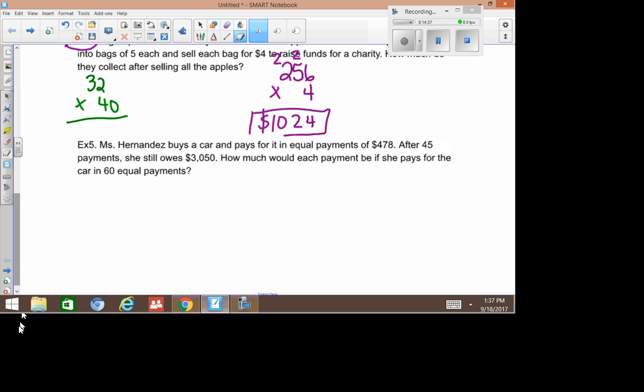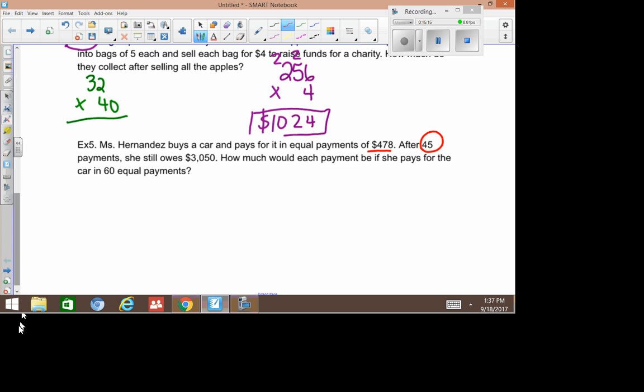Okay, so do I know how much she actually owes? Kinda. It's going to take me a minute to get there, but did it tell me a price? No. So I have to find that price. It told me that she has been making equal payments of that for 45 payments. So, what can I do to these two to see how much the big price was? Multiply. I want to see the big price. They've already divided it up for me. I want to see how much the whole car cost, right? So I'm going to multiply these.